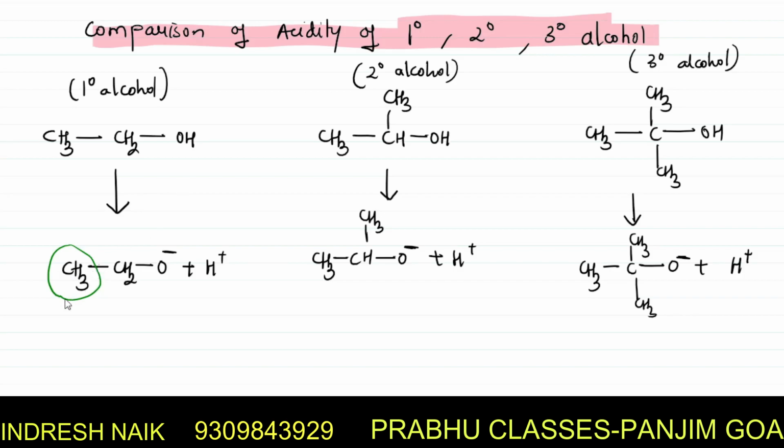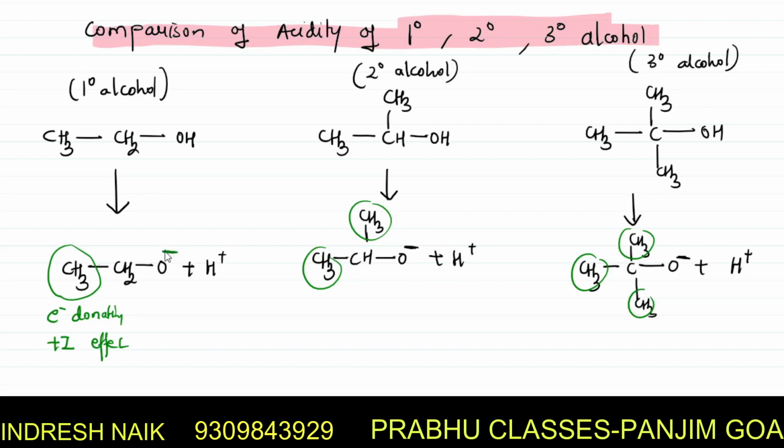This is the group which is an electron donating group. All these methyls are electron donating, which means this shows a plus I effect. This group shows plus I effect. This group shows plus I, meaning electron donation. All these groups show plus I. Means over here, what is the scenario?